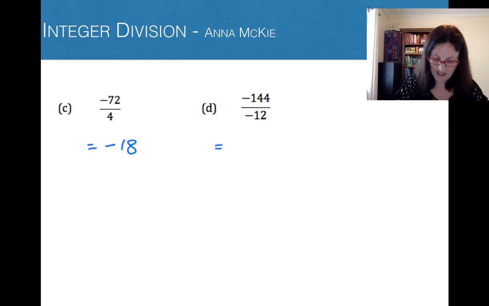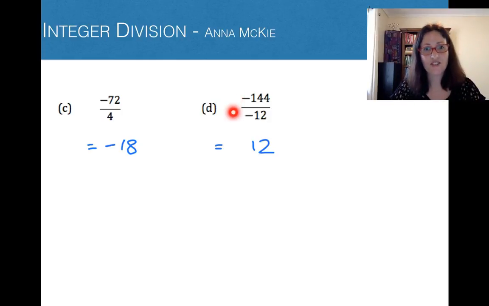This one over here, 144 divided by 12 gives us 12. But will it be positive or negative? Well, because we have the two negative signs, that creates a positive number. So our answer is 12. Moving on.